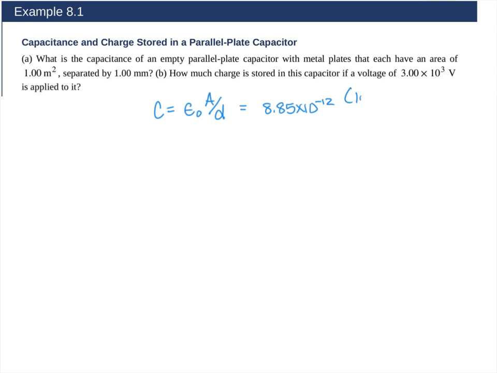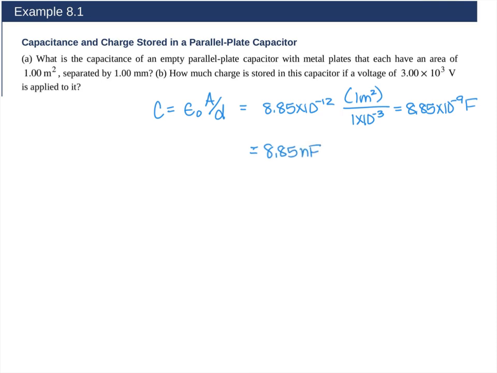Our area is 1 meter squared. Our separation is 1 millimeter. We need to change that to meters. And this gives us a capacitance of 8.85 times 10 to the minus 9, which we could call 8.85 nanofarads.